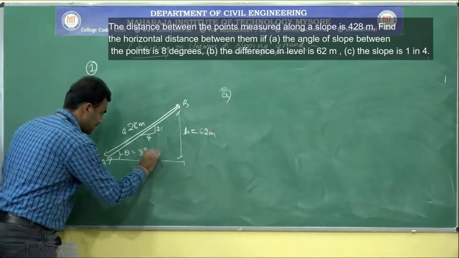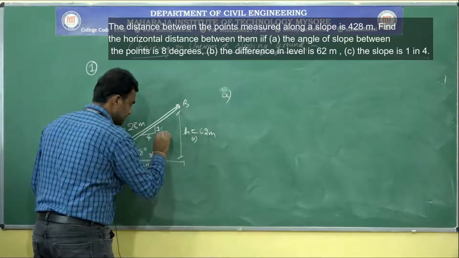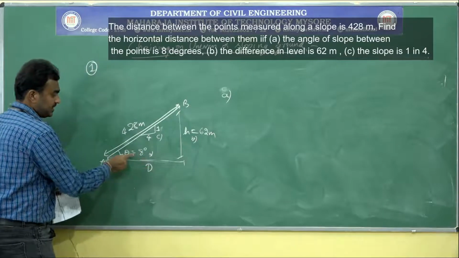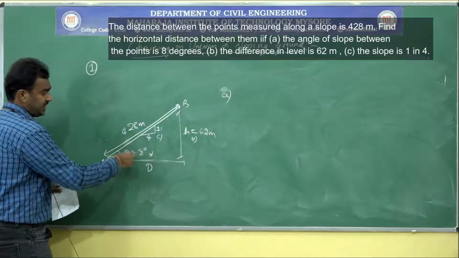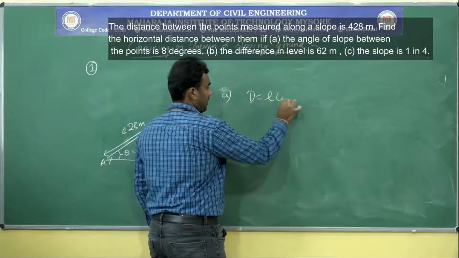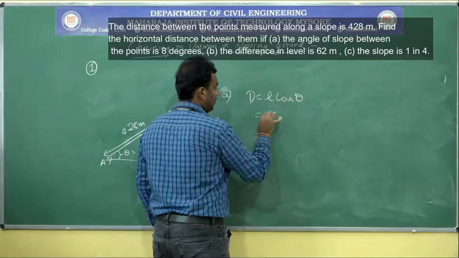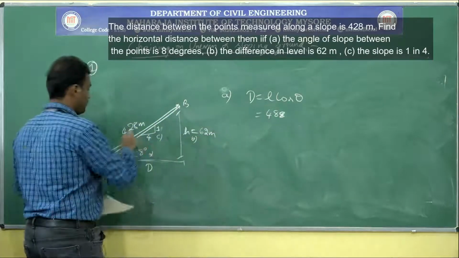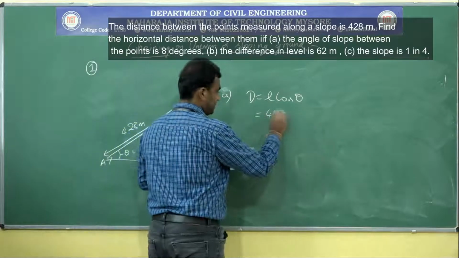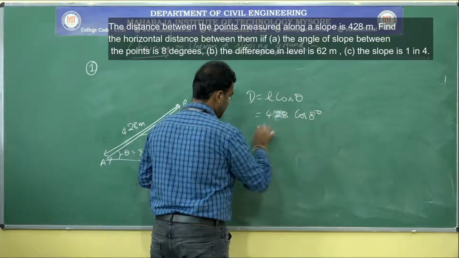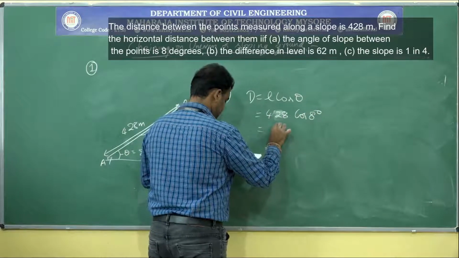That is A, this is B, this is C. In order to calculate the horizontal distance considering the first set of data, that is theta equal to 8 degrees, we have the formula D is equal to L cos theta. We know L, that is 428 meters, and theta is 8 degrees. It's very simple.